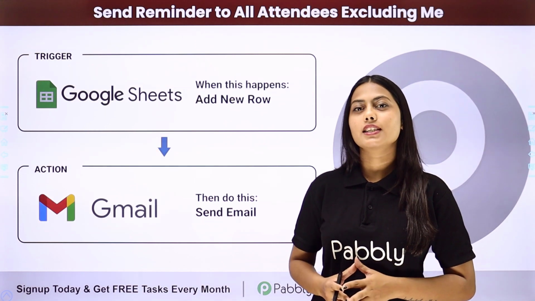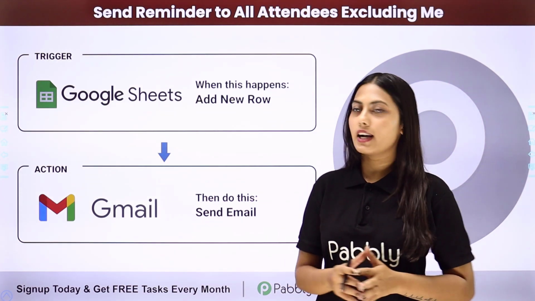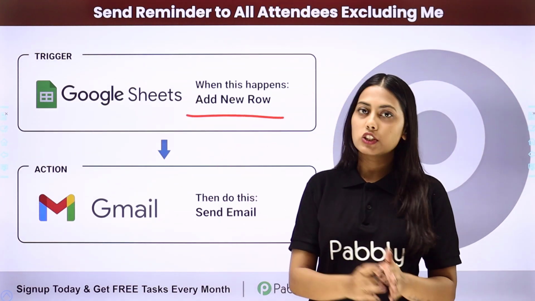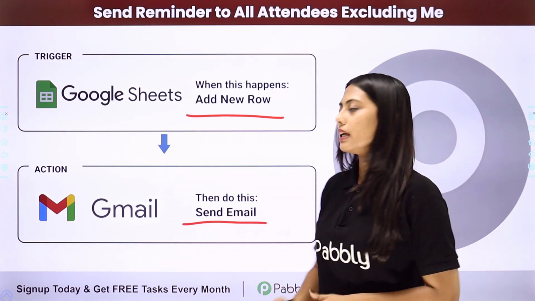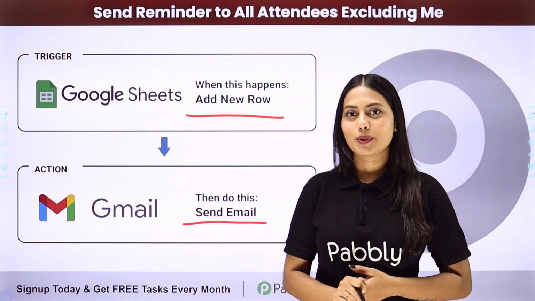So we are going to create this automation with the help of Pabbly Connect, where our trigger will be adding a new row in Google Sheet and our action will be to send email via Gmail. Let us learn how to do that.